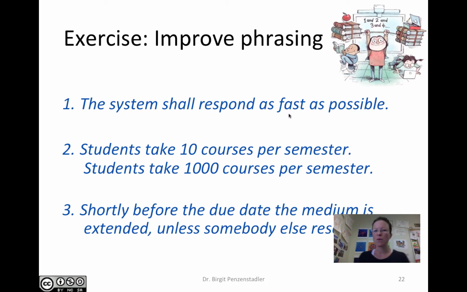So if we try to improve the phrasing of these three requirements, what would you think? The system shall respond as fast as possible. Yes, weak phrasing. So be more specific about it. Students take 10 courses per semester. Students take 1,000 courses per semester. So does that mean each student takes 10 and overall they take 1,000? Shortly before the due date, the medium is extended unless somebody else reserved it.